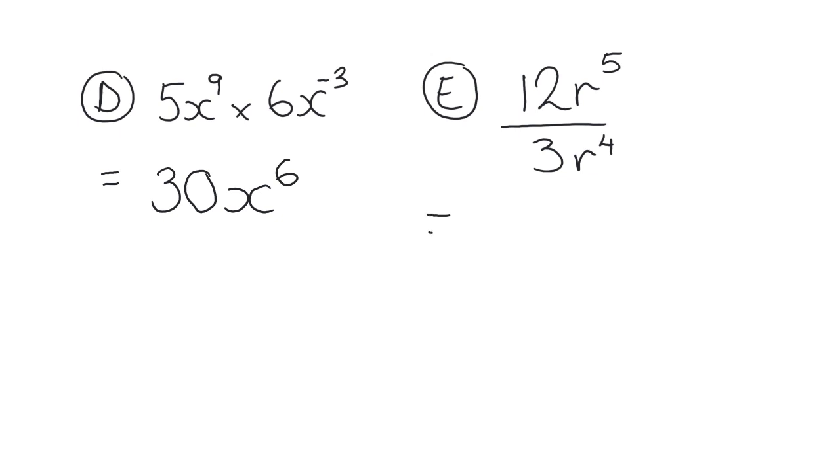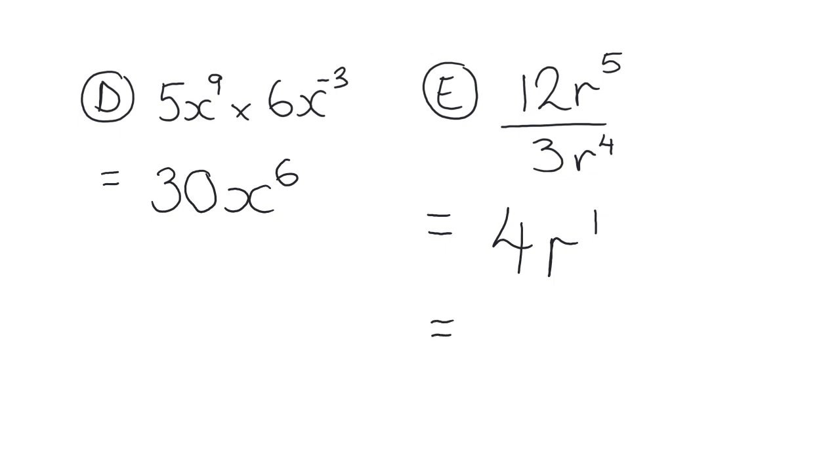Example E. Again, deal with the numbers first. We've got 12r to the power of 5 over 3r to the power of 4. Over is a divide, so 12 divided by 3 gives us 4. Then r to the power of 5 and r to the power of 4. We're dividing, so it's a subtract, so 5 take away 4 is 1. So 4r to the power of 1.